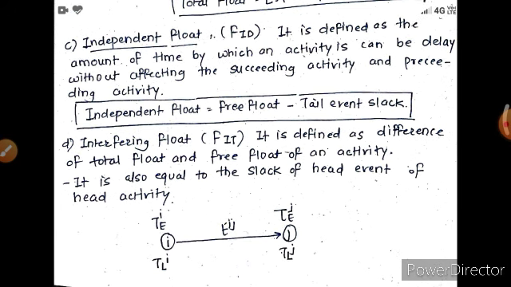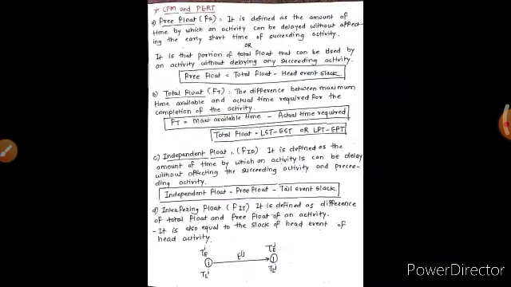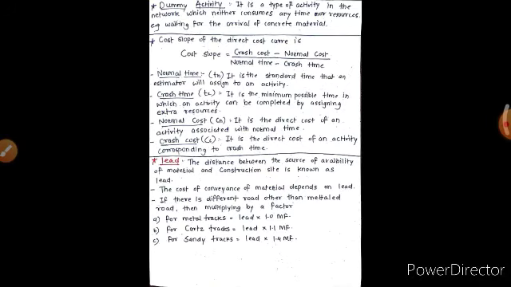Interfering float is defined as the difference of total float and the free float of an activity. It is also equal to the slack of the head event of the activity. Okay, so this is PERT and CPM.